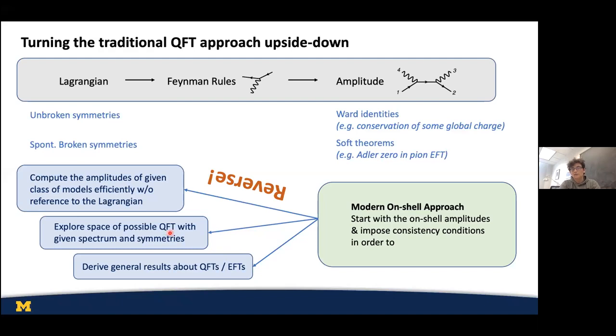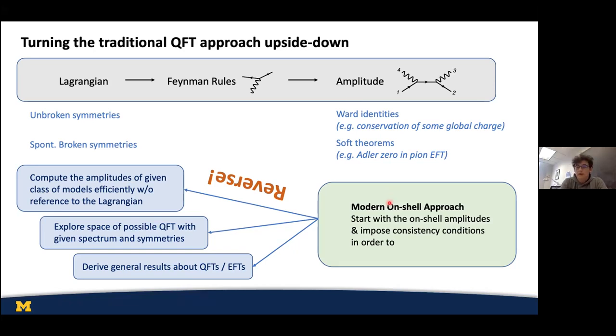So in our traditional approach to quantum field theory, we typically start with a Lagrangian, we derive Feynman rules, and from that we get the amplitudes, and that goes into, of course, calculating the observationally relevant, experimentally relevant cross sections. Any symmetries of the Lagrangian are inherited as properties like Ward identities and soft theorems of the amplitudes.